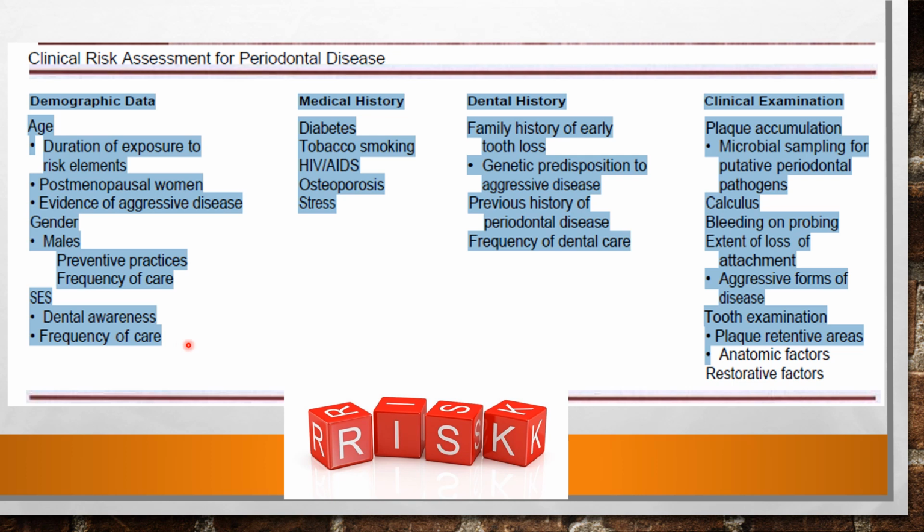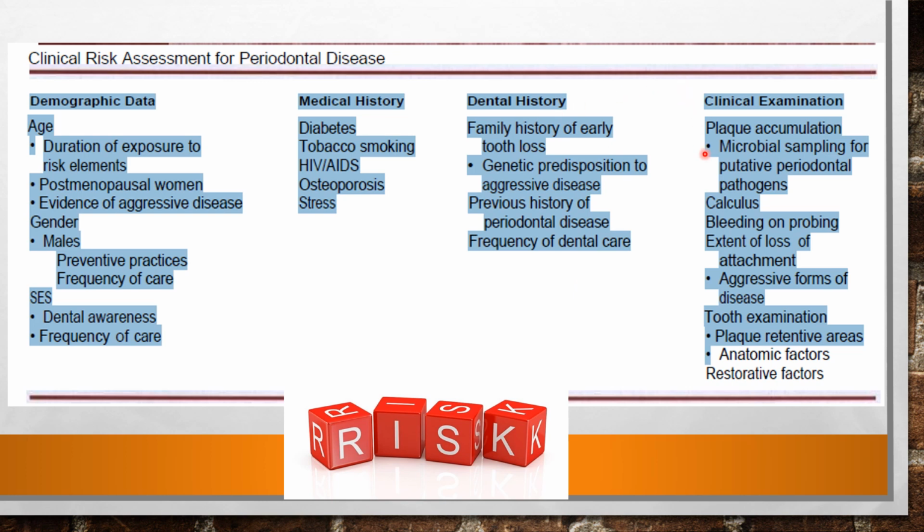Under medical history, we will be able to know any history of diabetes, tobacco smoking, AIDS, osteoporosis, or stress. Then under dental history, we will be able to know the family history of early tooth loss, genetic predisposition to aggressive disease, previous history of any periodontal disease, and frequency of dental care. So these all will be taken under dental history.